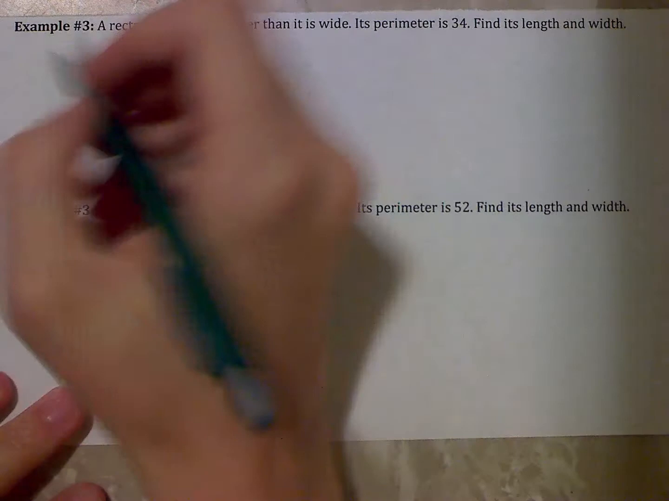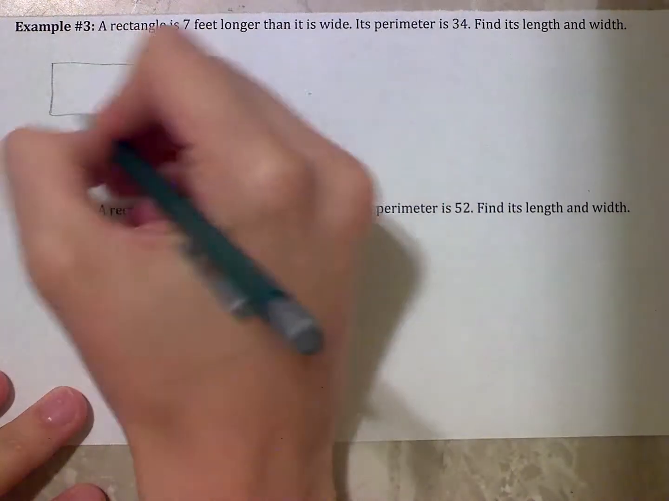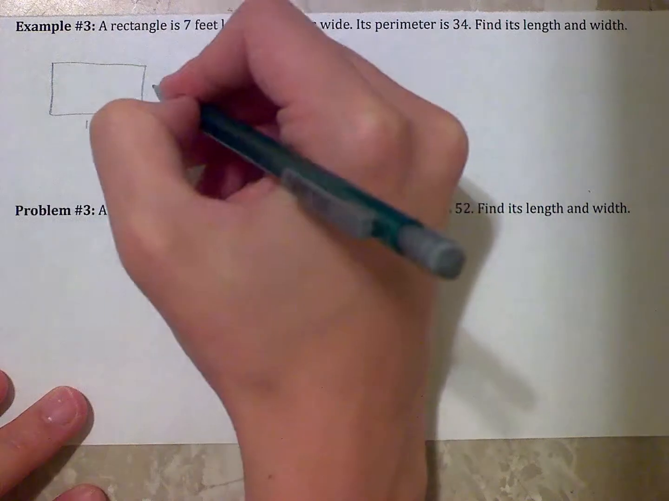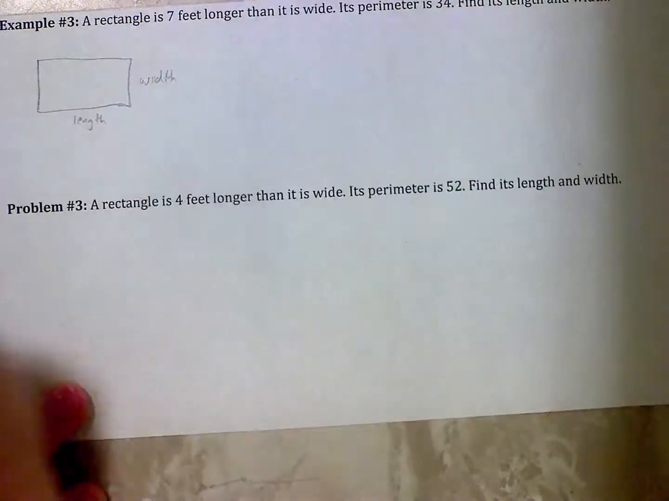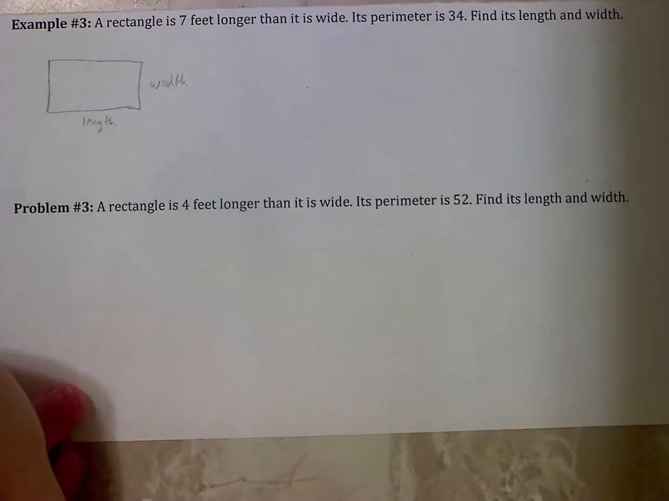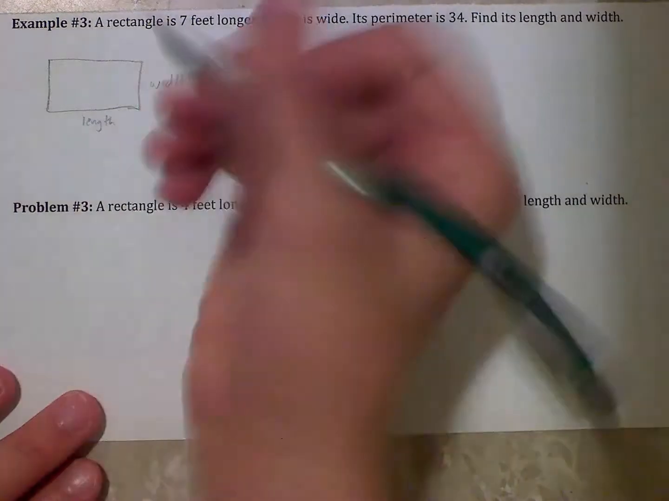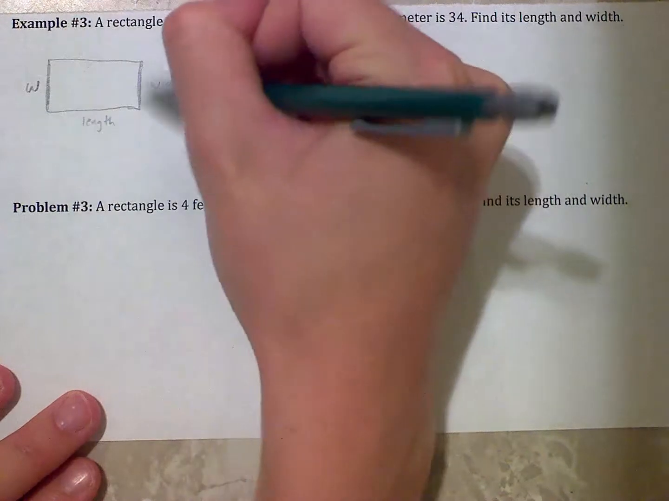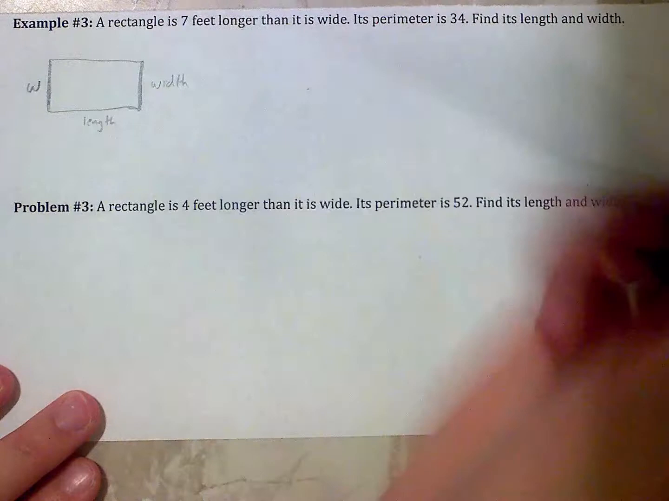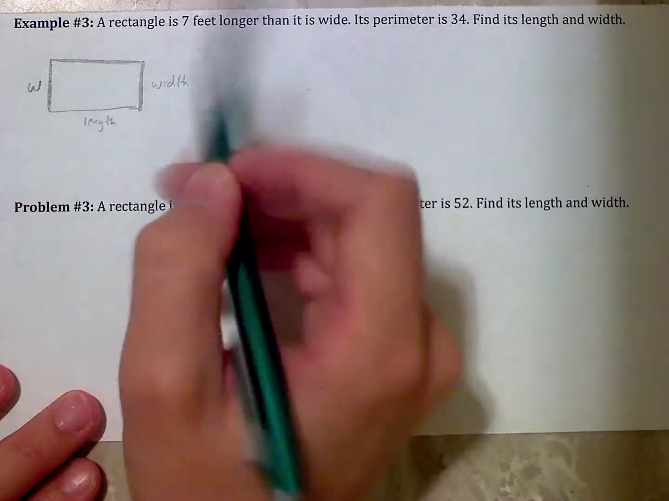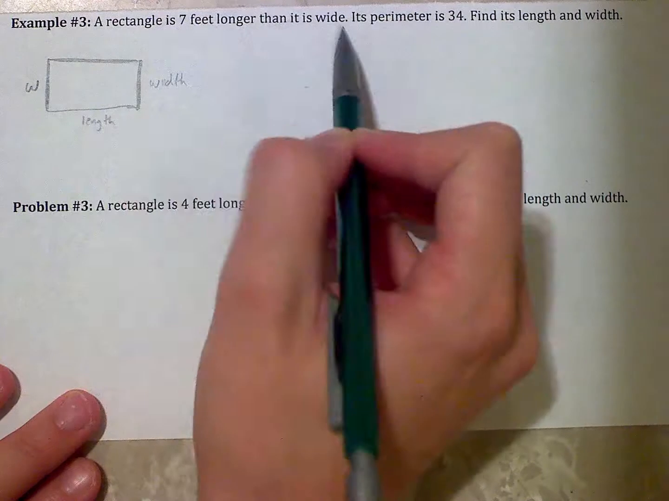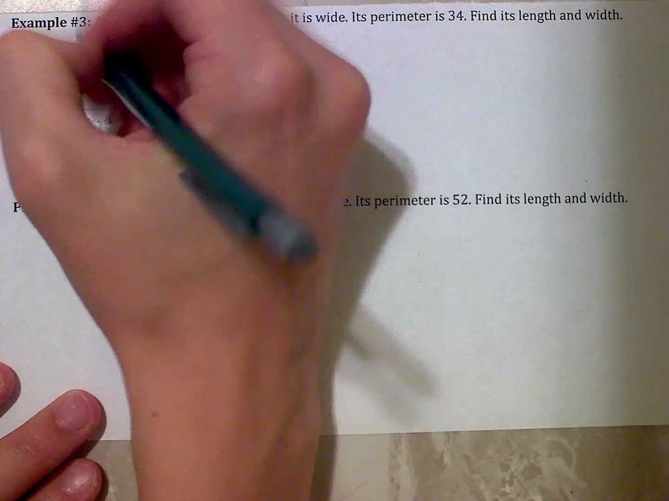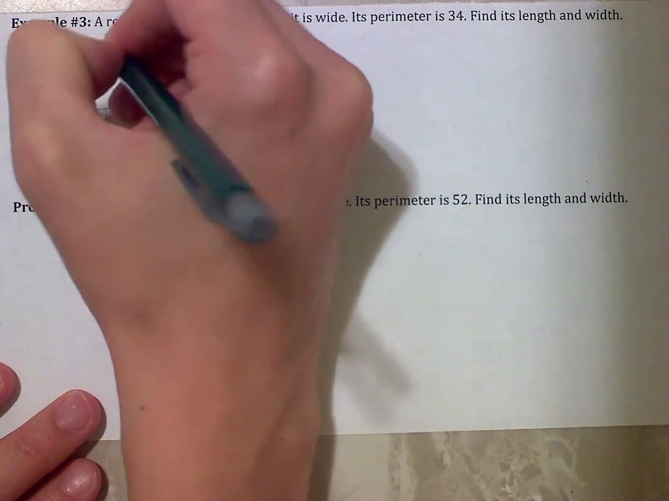Okay, let's sketch this. So in a rectangle, we have the length is the longer side, and the width. So a rectangle is 7 feet longer than it is wide. Let's call the width W. This length is W, the same as this length. So if that's W, what's this length going to be? Well, it's 7 feet longer than it is wide, so whatever this number is, it's going to be 7 feet more. So let's write that as W plus 7.